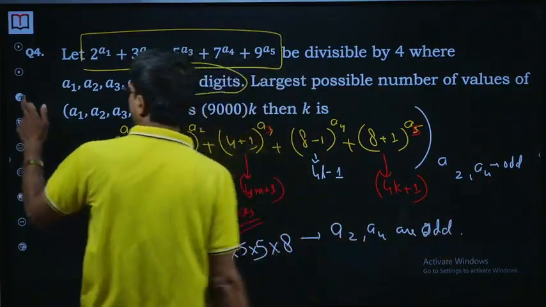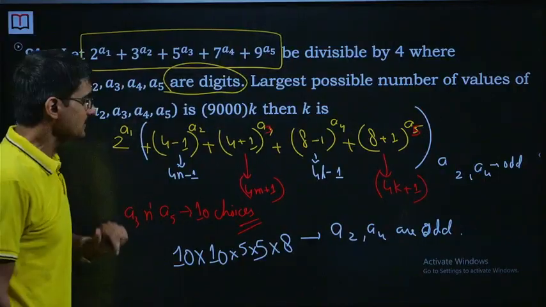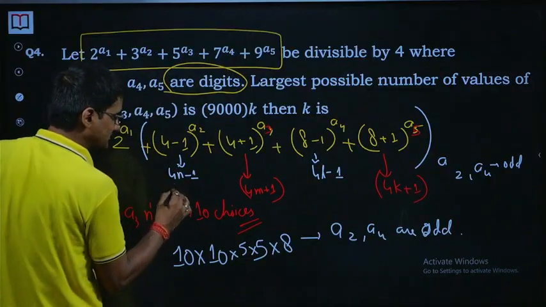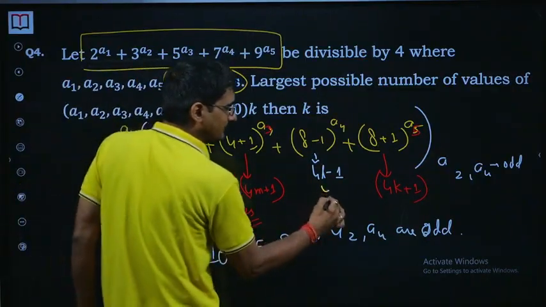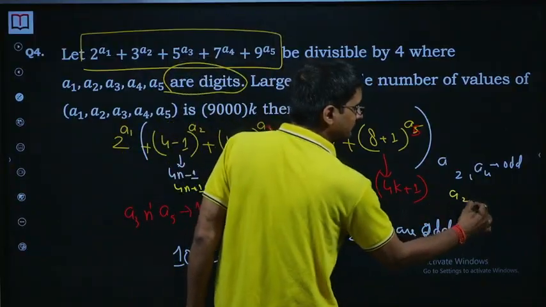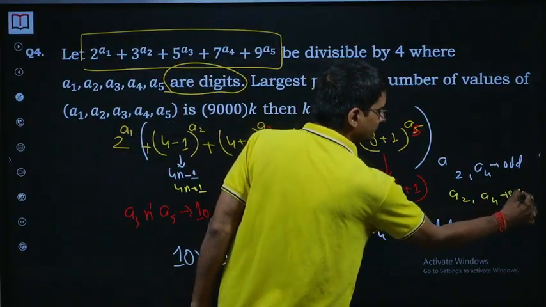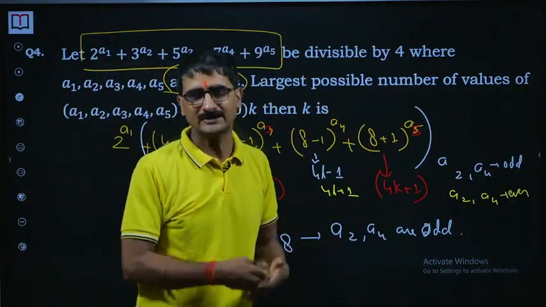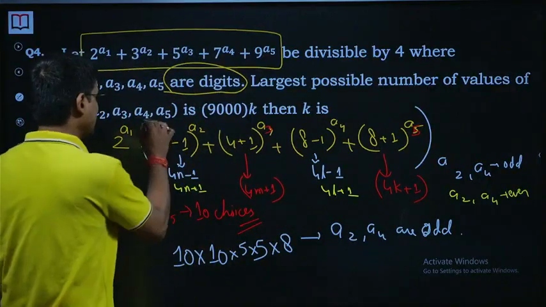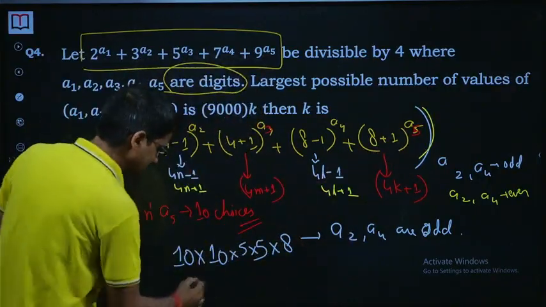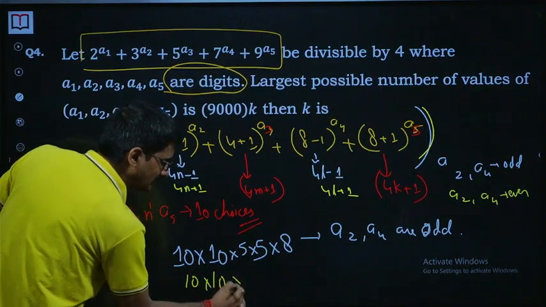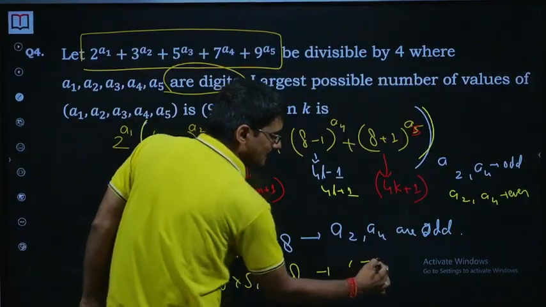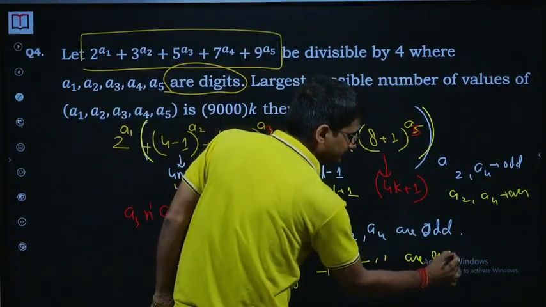Similarly, let's count when they are even. When A2 and A4 are even, in that case it will be 4n plus 1 and 4l plus 1, and in that case also 1 plus 1 plus 1 plus 1, that's 4. Again a multiple of 4. So again this entire expression is a multiple of 4, and again the same choice: 10 into 10 into 5 into 5 into 8. Exactly the same thing when A2 and A4 are even.